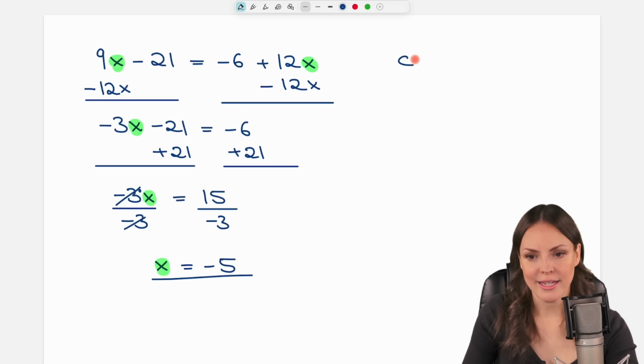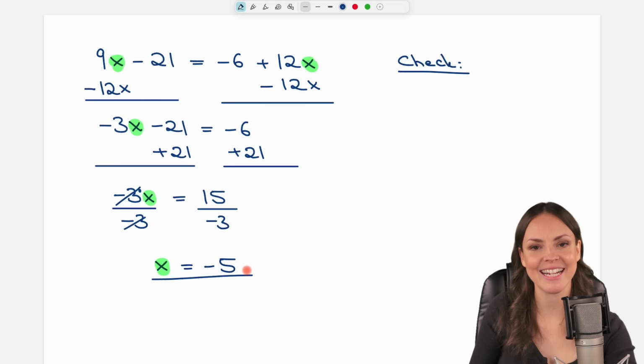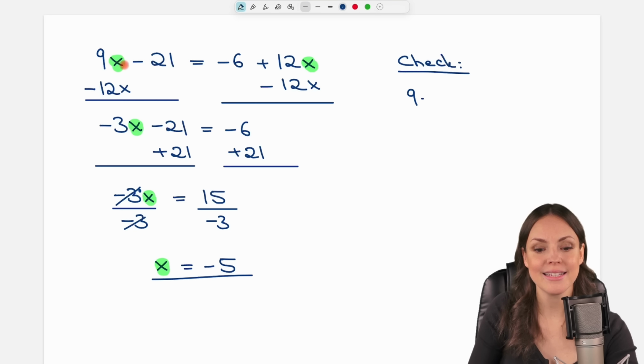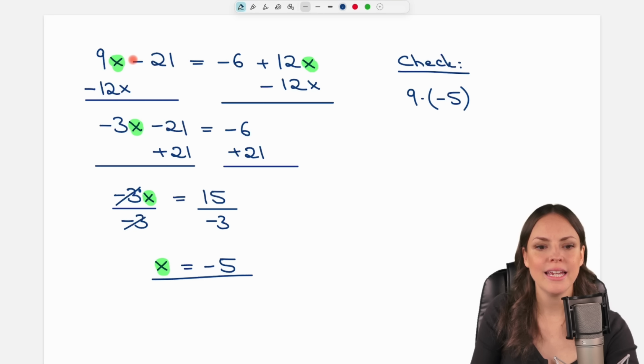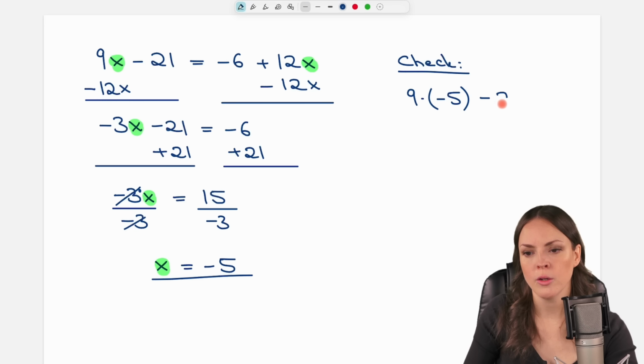We can also check this solution, so if you feel like, I don't know if I made everything correctly, just take your solution, the -5, and insert it into your original equation for every x that you can find. So on the left side, if we start here, we have 9 times, for the x I'm going to insert -5. I just have to write it in parentheses because I multiply here.